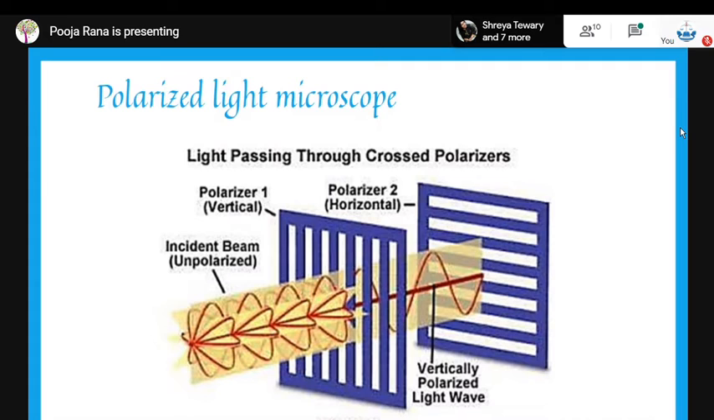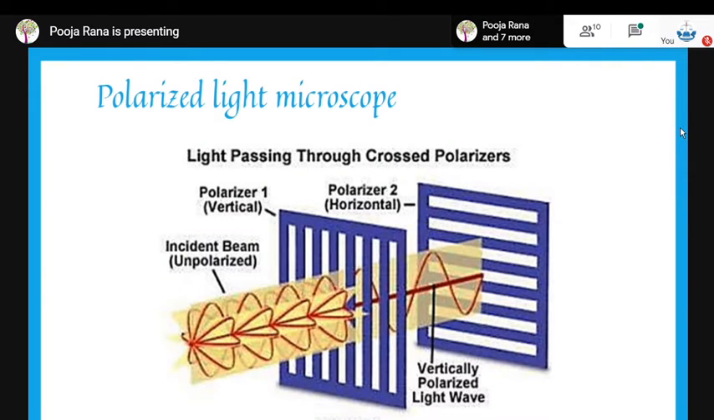Any compound which is optically active, that is, when light is passed through it, it shows its presence by diverting the light either towards the right-hand side or the left-hand side, right? That would be a chiral compound. Those compounds show their presence in the polarized light microscope.